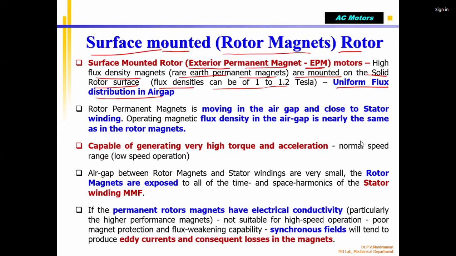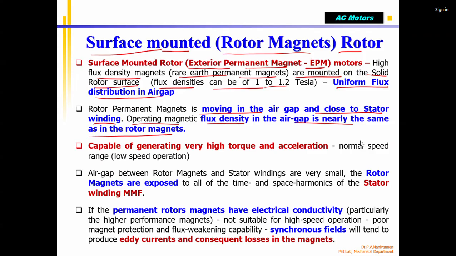If you use surface mounted, the rotor permanent magnets are moving inside an air gap close to the stator. The gap will be very small and the rotor magnet very close to the stator windings. Operating magnetic flux density in the air gap is nearly the same as in the rotor magnets. The rotor also has a permanent magnet, and it produces a magnetic flux.